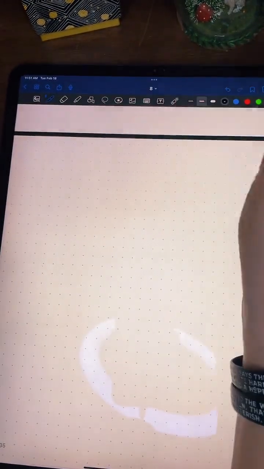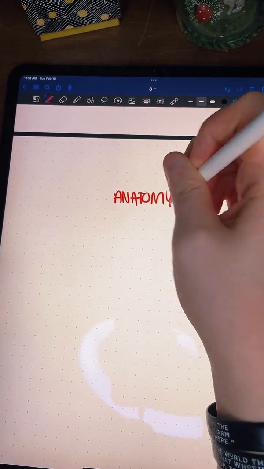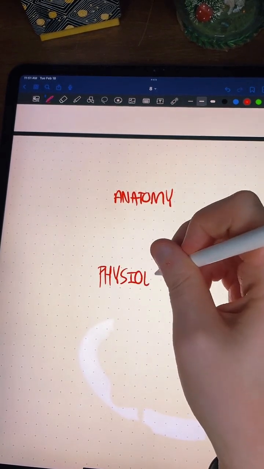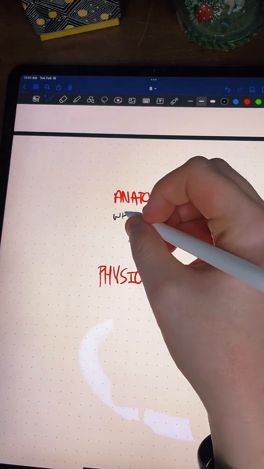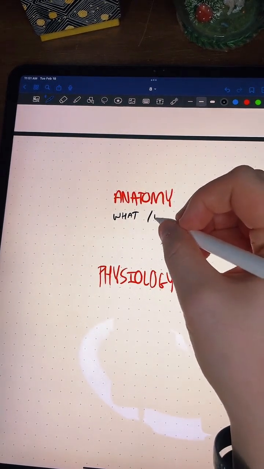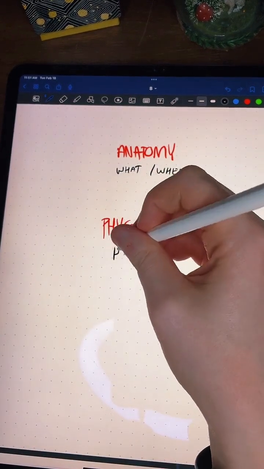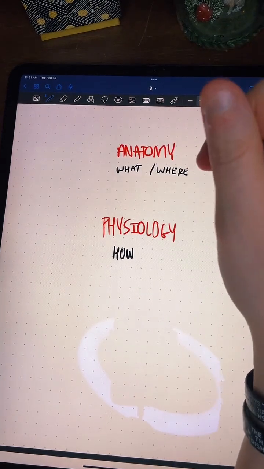So, separating anatomy and physiology. They're two different things, right? I've always thought about anatomy as what or where something is, and physiology is how. So what, where, how.